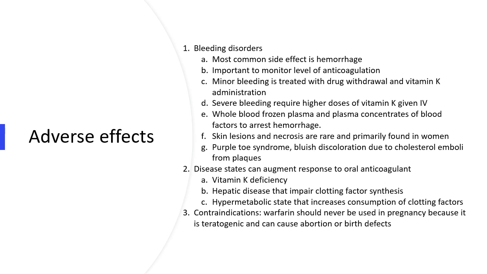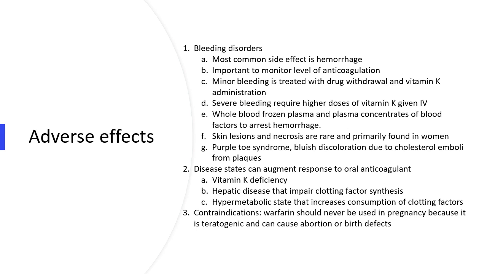Now, what are the adverse effects of vitamin K antagonists? First are bleeding disorders. The most common side effect is hemorrhage. It's important to monitor level of anticoagulation. Minor bleeding is treated with drug withdrawal and vitamin K administration. Severe bleeding requires higher levels of vitamin K given IV. Whole blood, frozen plasma, and plasma concentrates of blood factors are used to arrest hemorrhage.